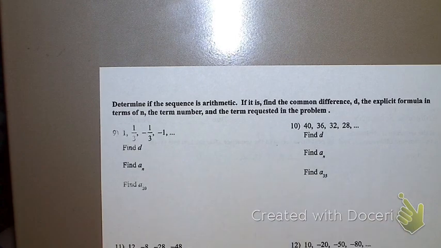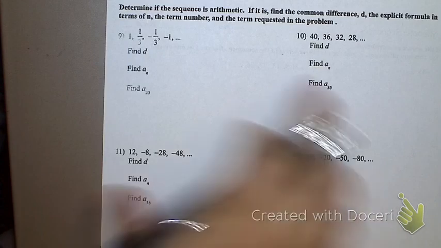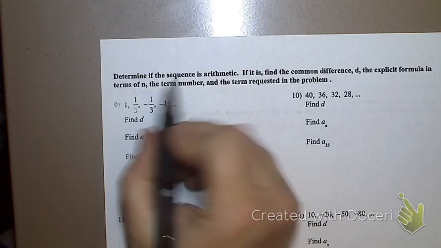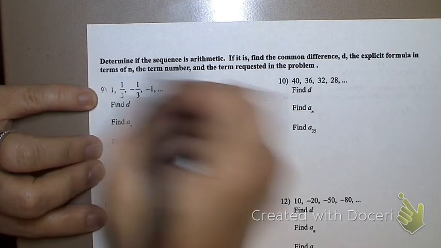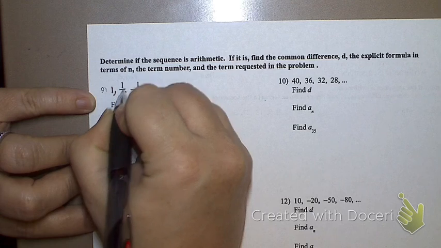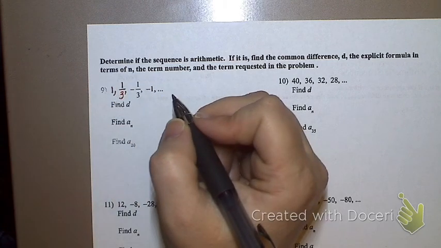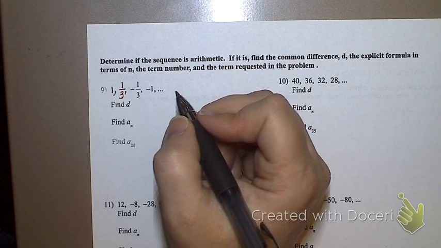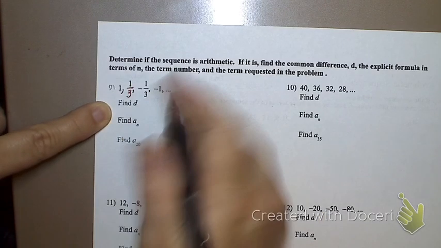Okay, turn to the back. I want to make sure everybody understands. The word problem I'm going to let you look at. But the rest of these, it says determine if the sequence is arithmetic. So just like you did on the first one. Some of the copies did not come out very clear here. On number 9, it's 1, 1/3, negative 1/3, negative 1. So if it is arithmetic, you have to answer these things. D, we know what it is.